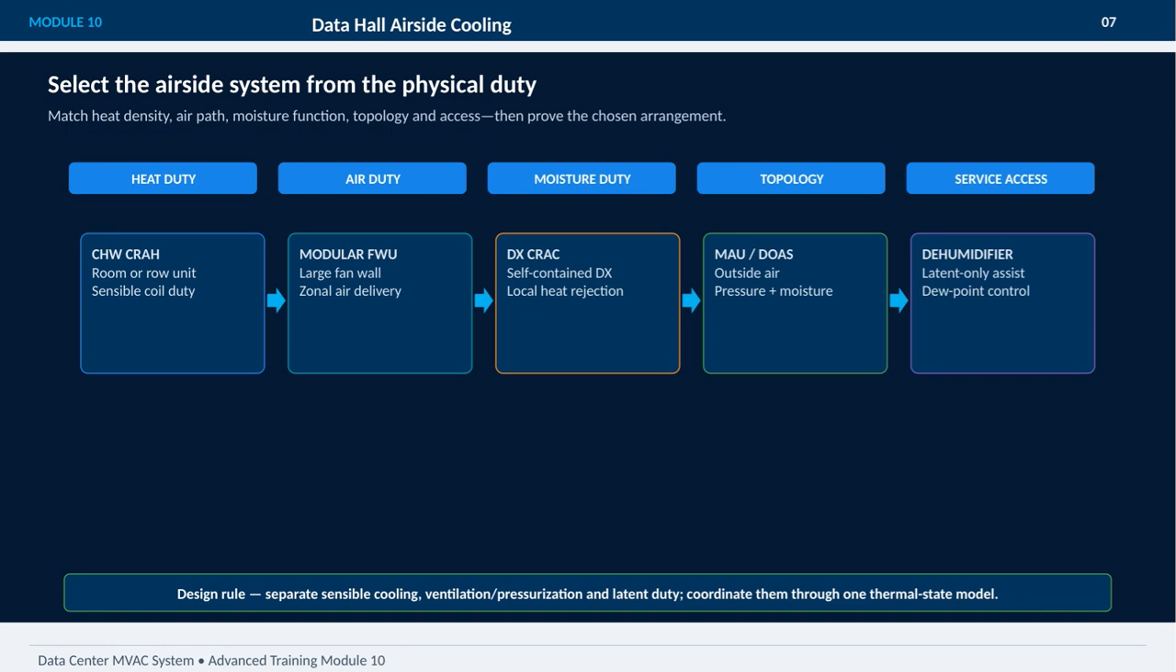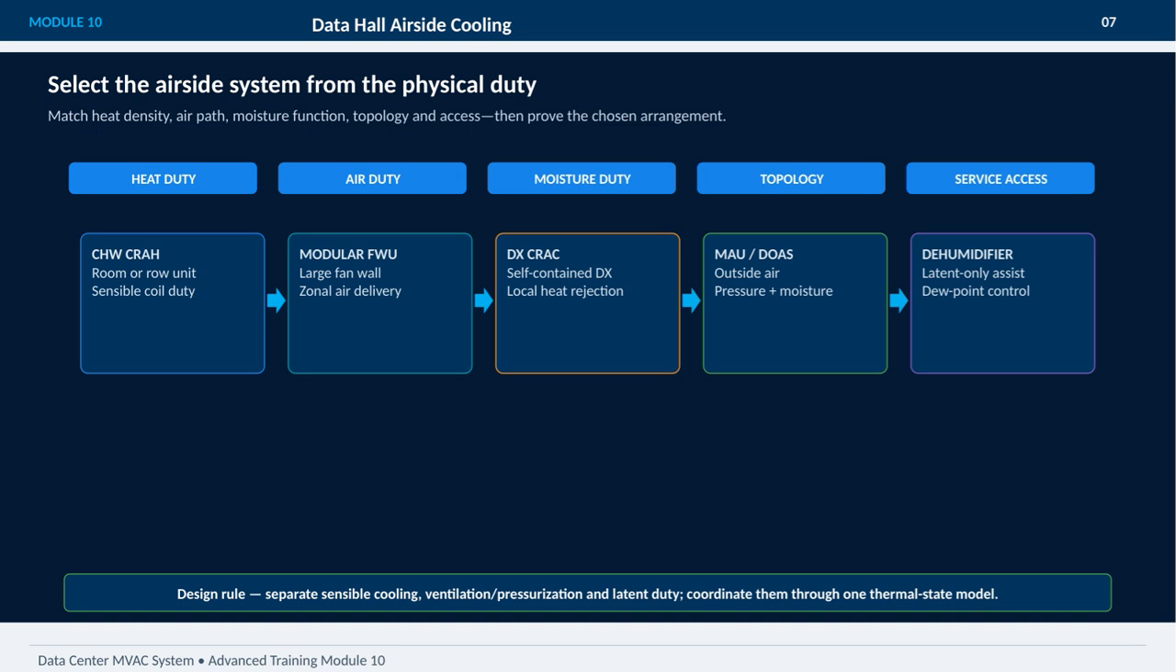For example, chilled water CRAH units are ideal for room or row cooling with sensible coil duty, while modular fan wall units offer large fan capacity with zonal air delivery. DX CRAC units provide self-contained direct expansion cooling with local heat rejection, and make-up air units or dedicated outside air systems handle outside air with pressure and moisture control. Dehumidifiers assist with latent load management and dew point control.